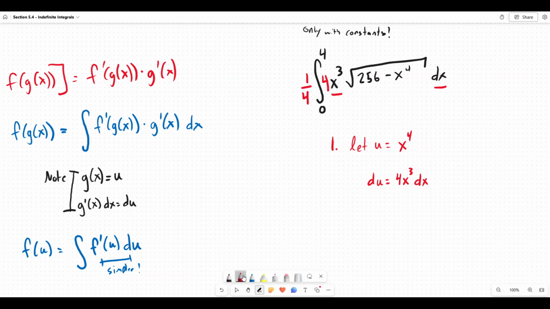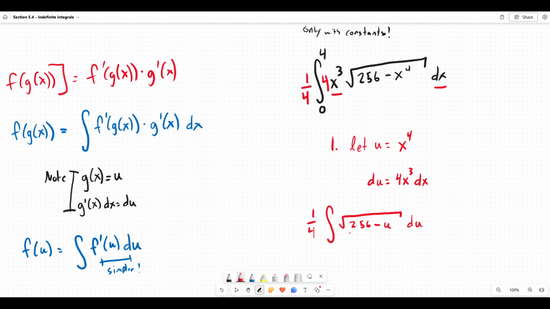So we'll do that rewrite. This now becomes 1/4 times the integral. We have 4x cubed dx. That's du. And I'm going to write that at the end just because it makes me feel better. This is going to be the square root of 256 minus u du. Okay?